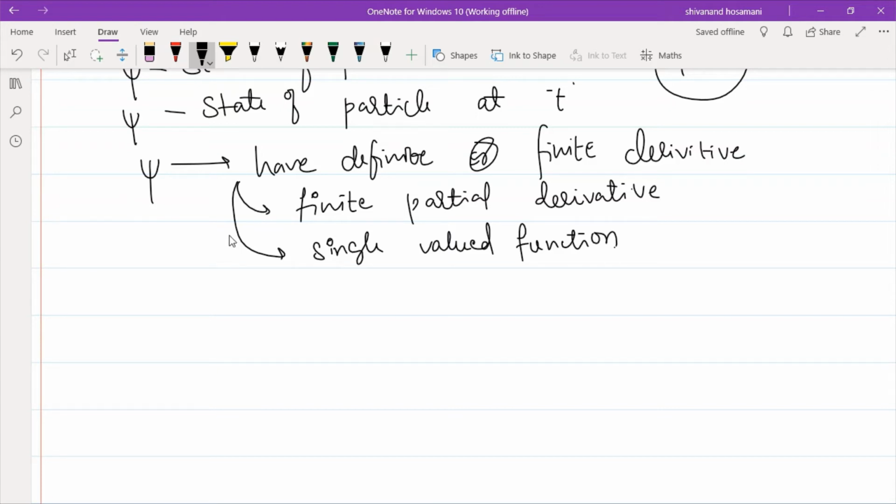And moreover, this function is a continuous function, because as there is an existence of a derivative, it should be a continuous function. So these are the main properties of that state function, that is nothing but psi.